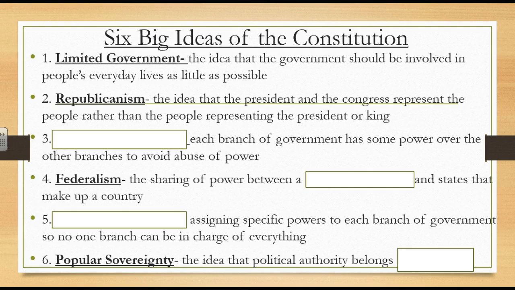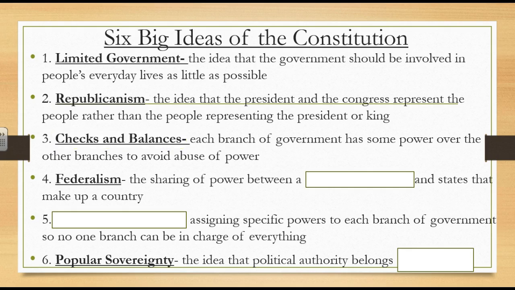The second idea is republicanism. And republicanism is the idea that the president and Congress represent the ideas of the people rather than the people representing the ideas of the president or the king. This is what we had under Great Britain. We did not have republicanism. We had the people represented the king's ideas. But in our new republic in the United States of America, the president and the Congress are supposed to represent our ideas as the people.